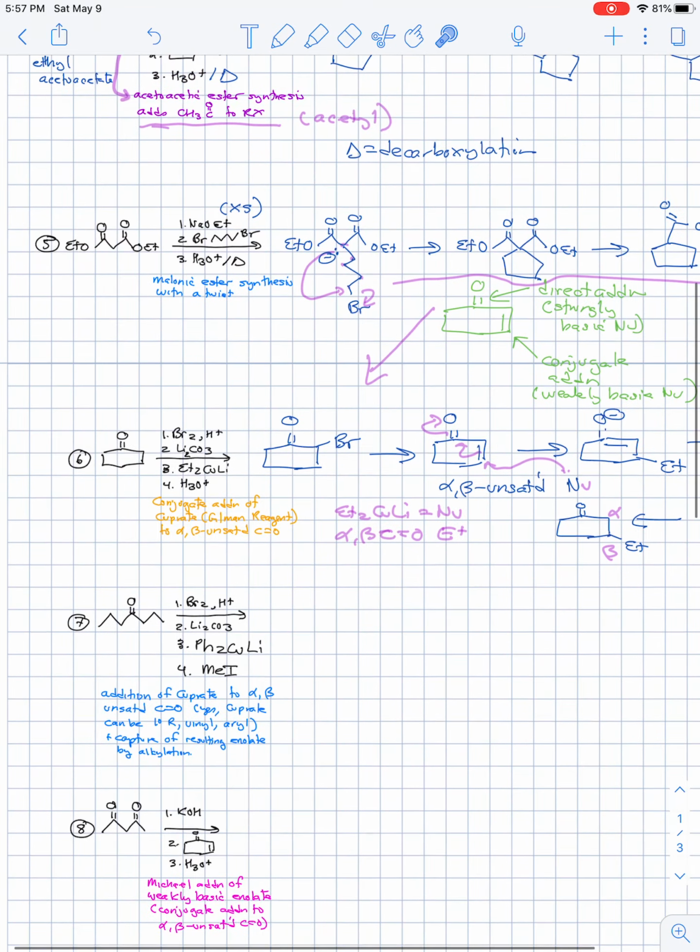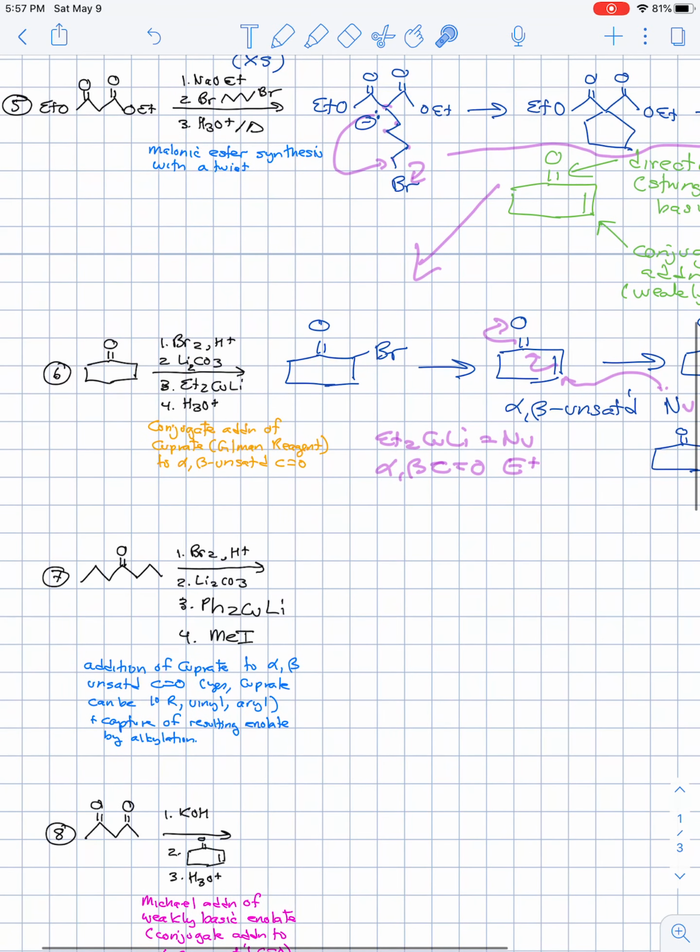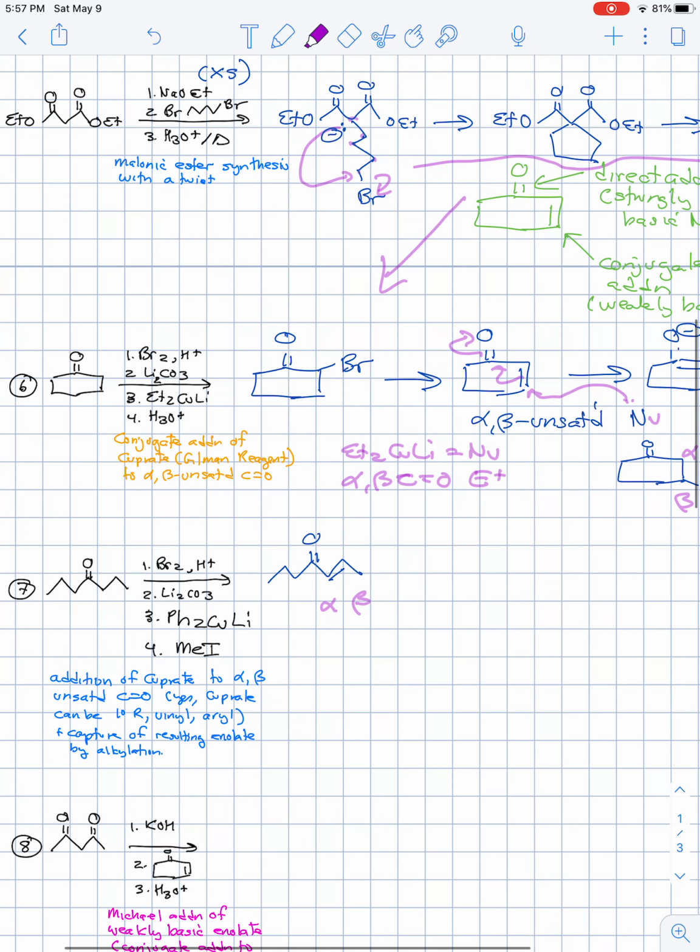So here we have sort of a similar case, but slightly more complicated. So this starts out the same way. Again, I've chosen to do a symmetrical ketone. So the second thing we're going to get is this compound. And so now again, we have this alpha beta unsaturated carbonyl, and it's going to react with the cuprate. And I picked this example for a reason.